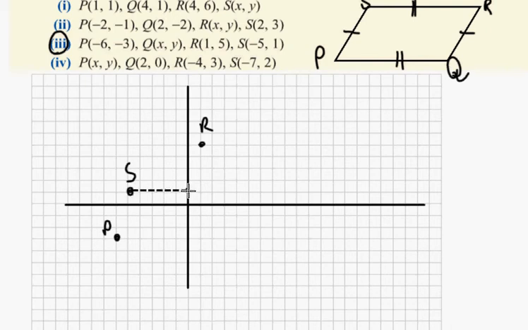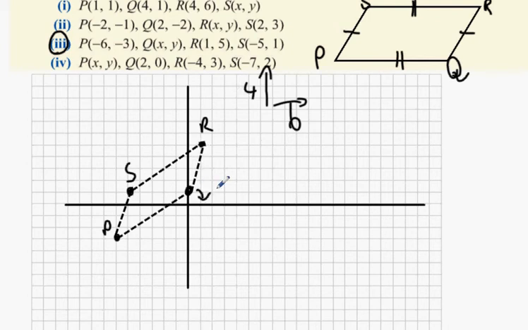One, two, three, four, 6 up, 6 across, and 4 up. Yeah, 6 across, 4 up, which would mean the same thing here. 6 across, 1, 2, 3, 4, 5, 6, 4 up, and that's your point there. And then when you join them together, you can see that you have yourself a perfect parallelogram. What point is that then? 0, 1. Okay. Good. Move on to number 6.